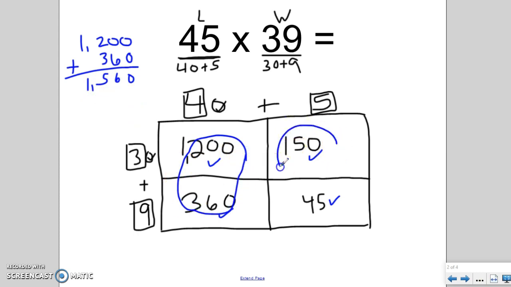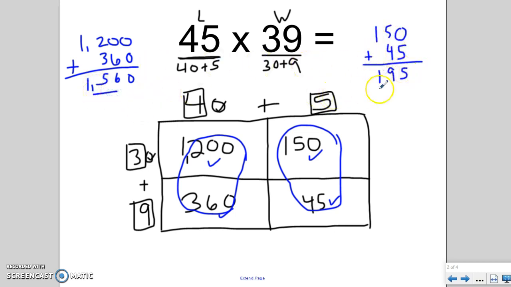And then maybe you want to add these two separately. So maybe you have 150 plus 45. And when you add that together, 0 plus 5 is 5. 5 plus 4 is 9, and 1 plus nothing is 1. So now we have these two pieces of our answer. We can go ahead and put that together, 1,560 plus 195, and we'll get our final product.